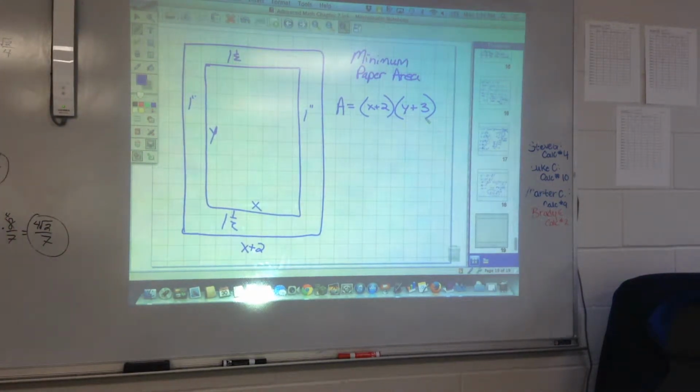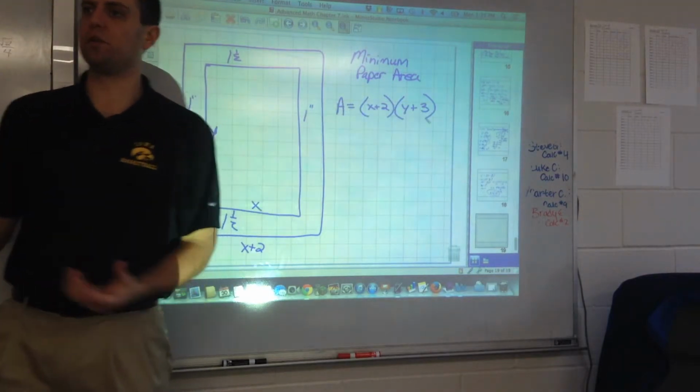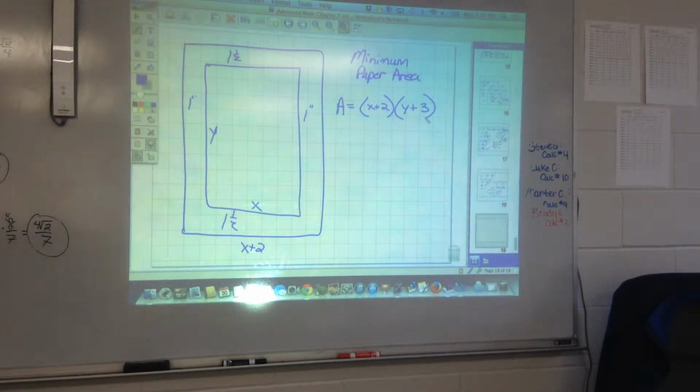What's the question? Kind of hard to find the minimum of this when you have two different variables, right? So we're going to have to replace one of those variables with something else. There was another piece of information that was given to us that could help us solve for one of those variables. That 24. Tori said what?